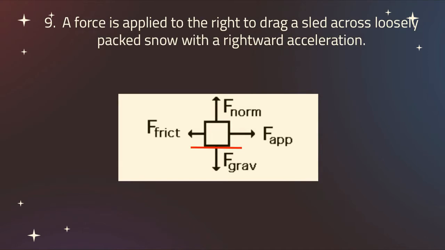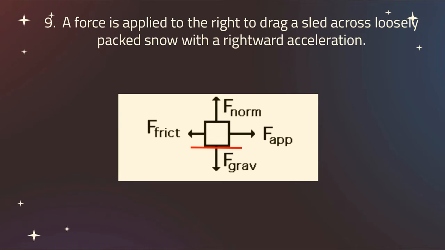Number 9, we have a force that is applied to the right in order to drag a sled across a loosely packed snow with a rightward acceleration. So again, rightward acceleration or any kind of acceleration means that vector or that arrow needs to be longer in that side. It is making contact with the surface, so we have a red line to indicate that. And once you have a surface, you have your F normal or your normal force present.